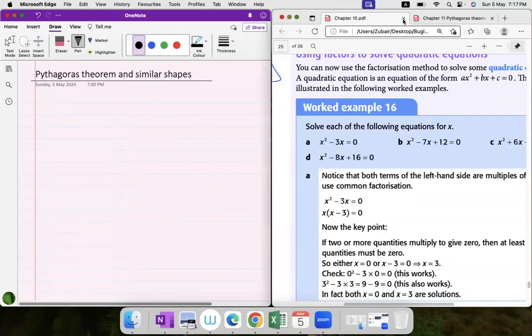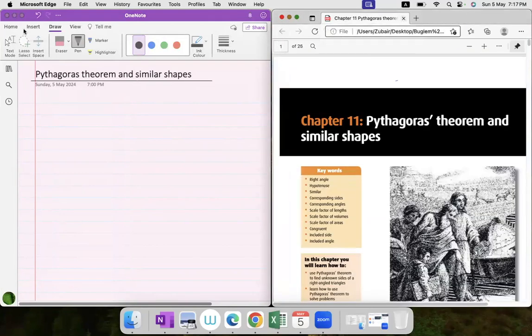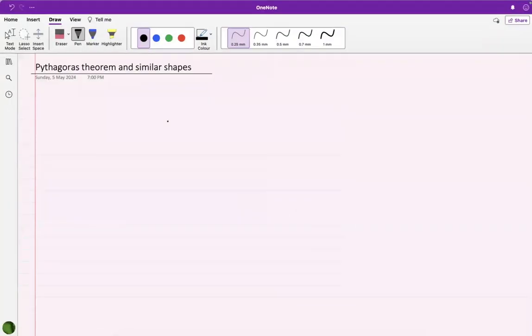So, Pythagoras theorem and similar shapes. Firstly, a squared plus b squared equals c squared. Yes, a square plus b square is equal to c square, where c is the hypotenuse, and a and b, any one could be the base and the other the perpendicular, or adjacent and opposite.